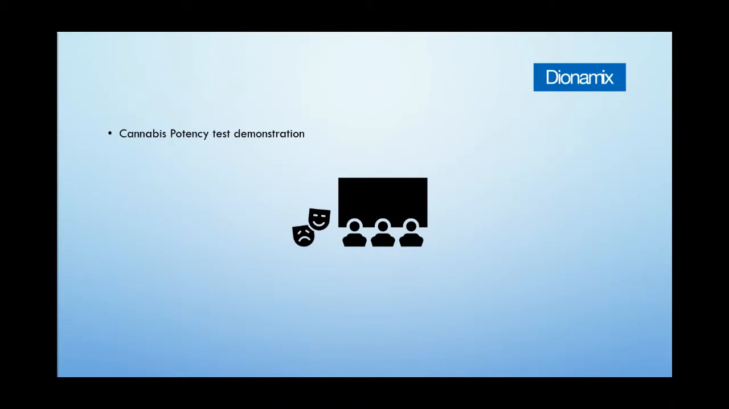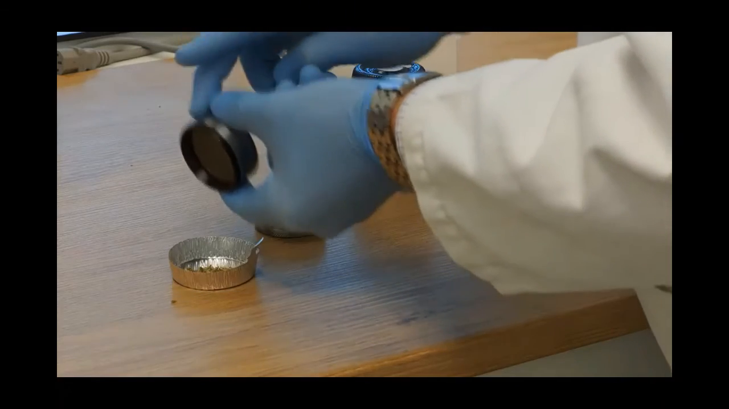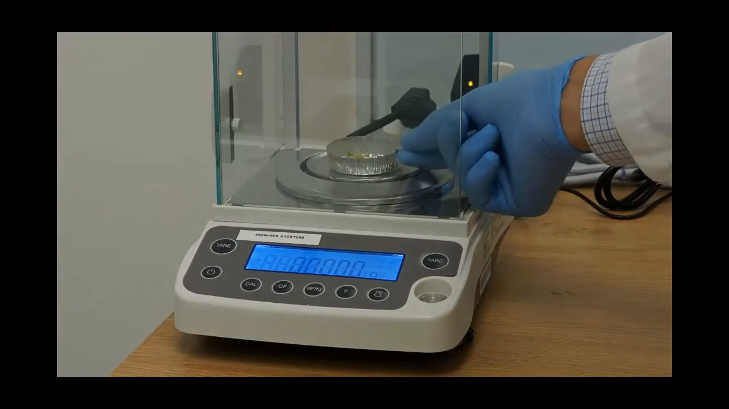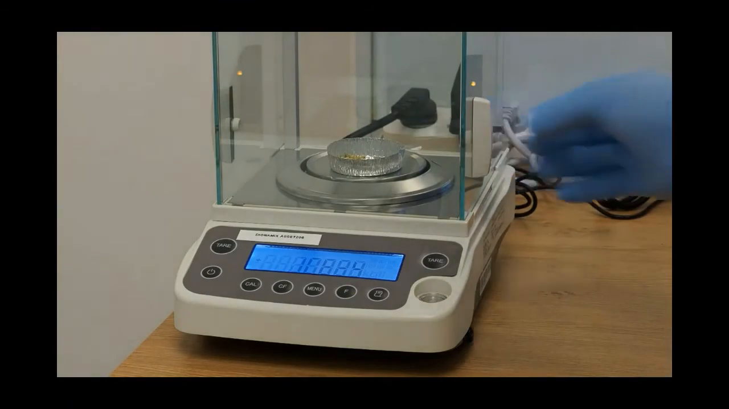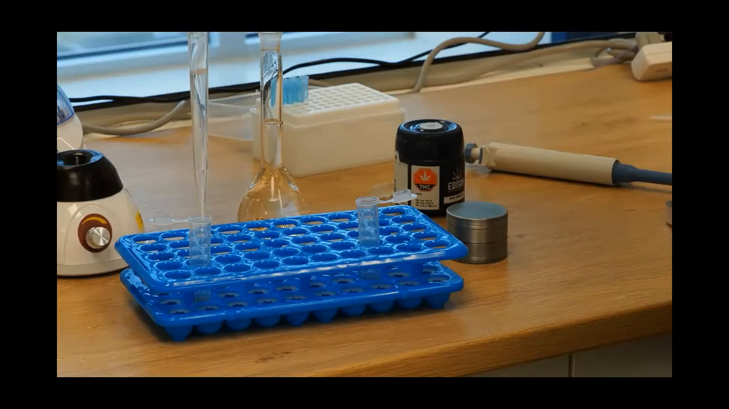Let's take a quick look at the test process in action. The first step is to take a representative sample and grind it down uniformly and weigh out 0.1 gram. Next, we're going to add a solvent to the flour that will extract the cannabinoids.